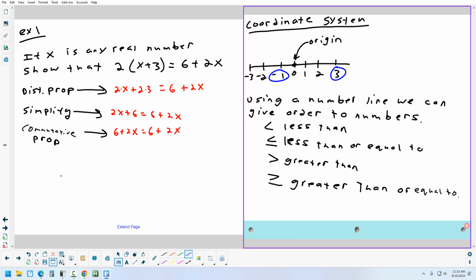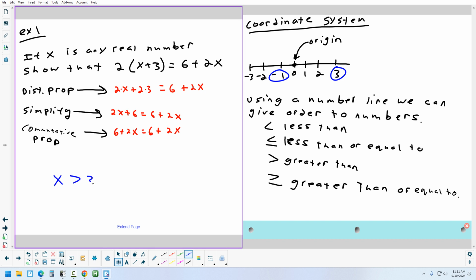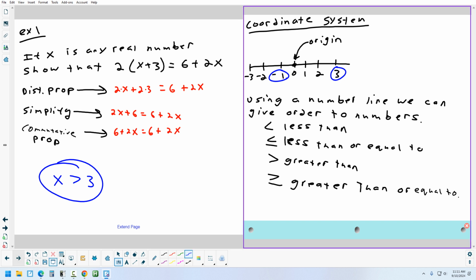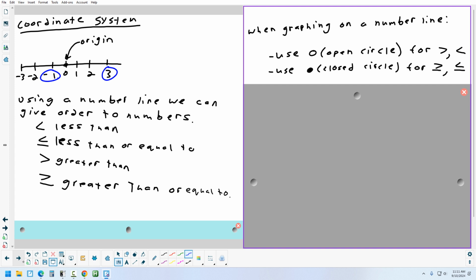So when I have something like this, that might be how an answer to an inequality would look. The value of my number is bigger than 3. We can write an answer like that, or we can also graph an inequality.